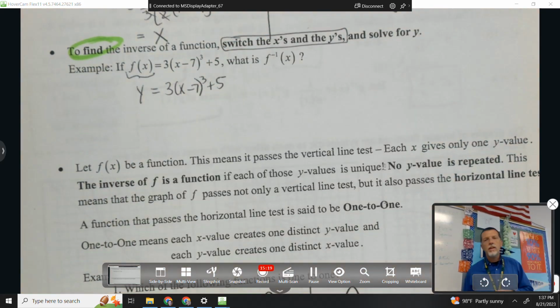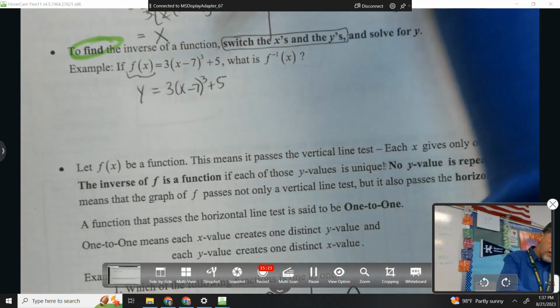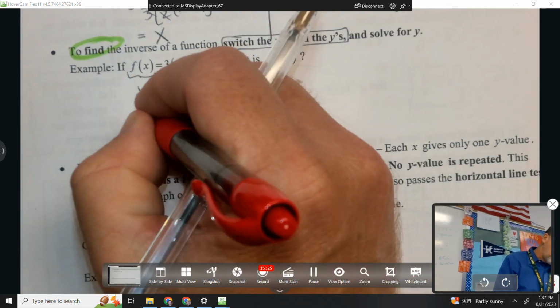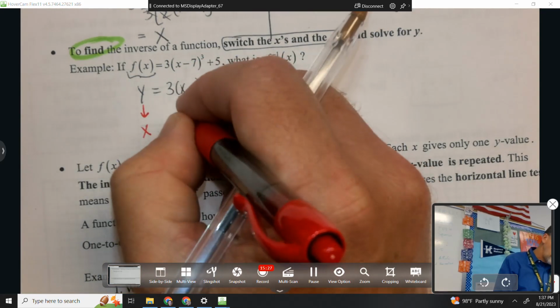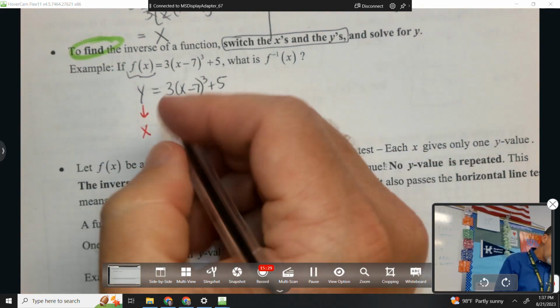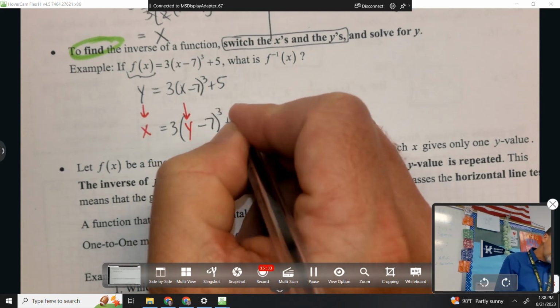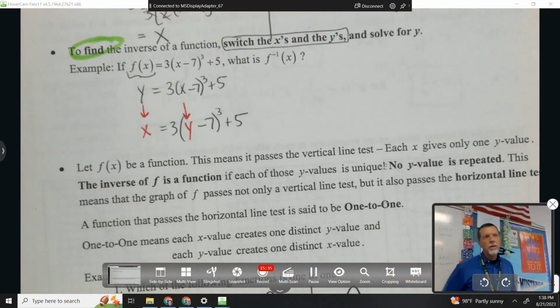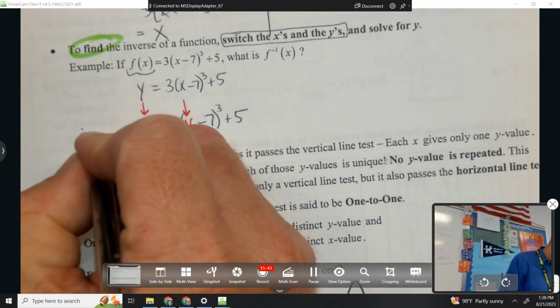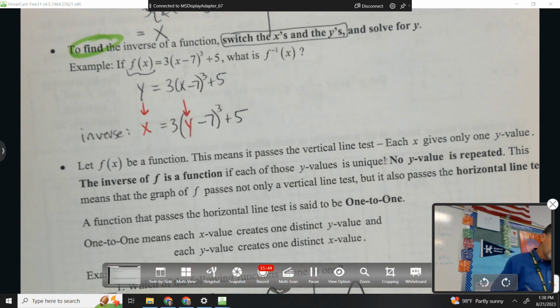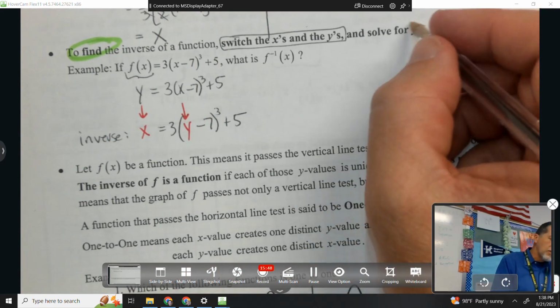So that's not an inverse yet. All I did was switch out the y for f of x. So in place of y goes x. In place of x goes y. Everything else stays exactly the same. Replace y with x, replace x with y. And that is the inverse. But we're not done with the problem yet. What have we not done? Solve for y.